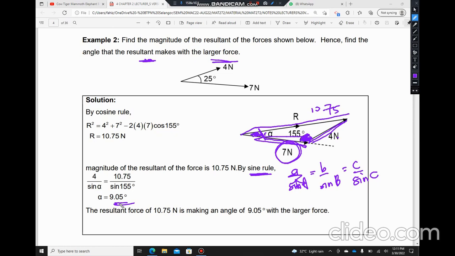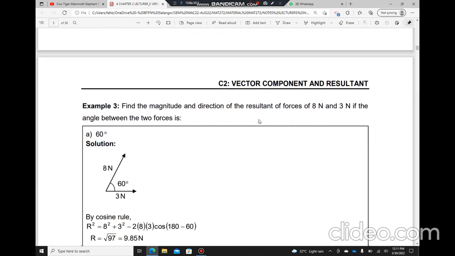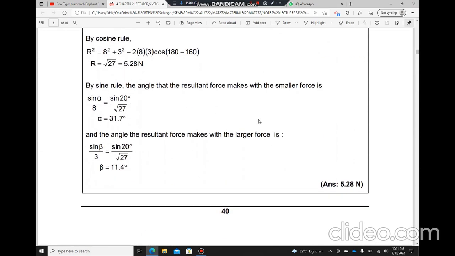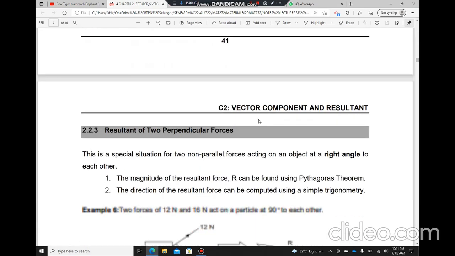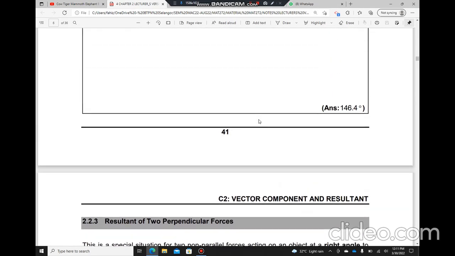So the resultant force of 10.75 is making an angle of 9.05 with the larger force. Okay, so cuba completekan example 3. Okay, then example 4, example 5. Okay, so this one untuk non-parallel force.